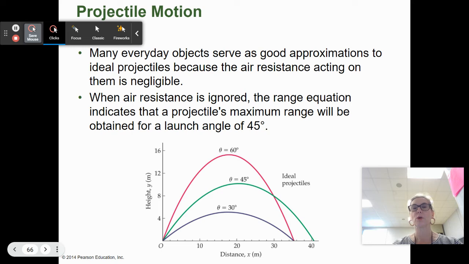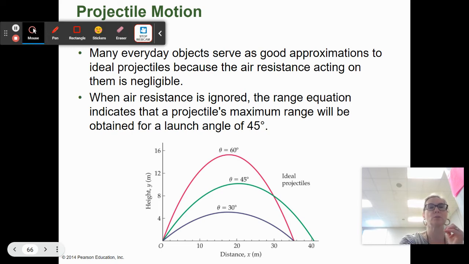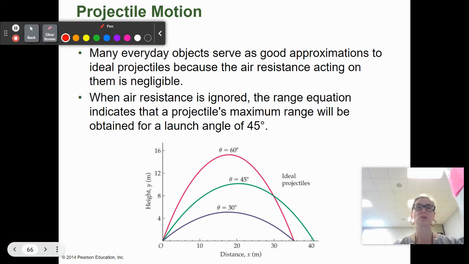Okay, and we know that most everyday objects can act as projectiles, especially if we don't incorporate air resistance. And we found that for objects launched, the best angle to cover the most ground to give the largest range will be an angle of 45 degrees.